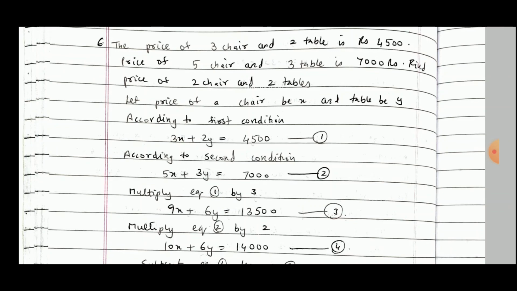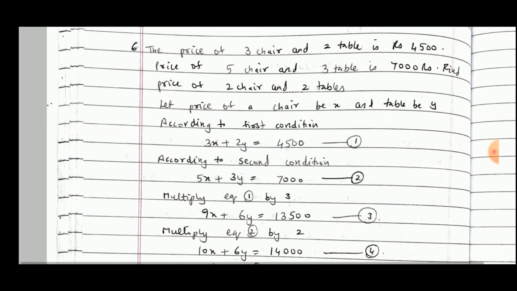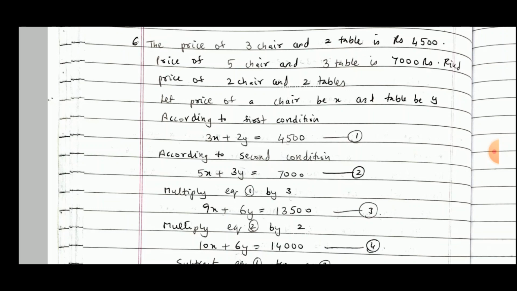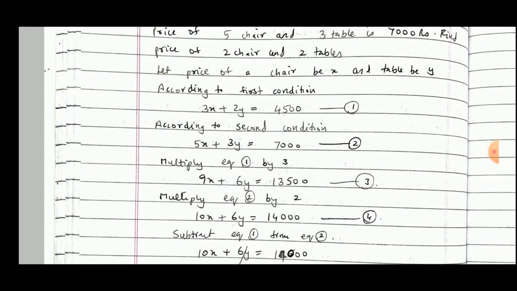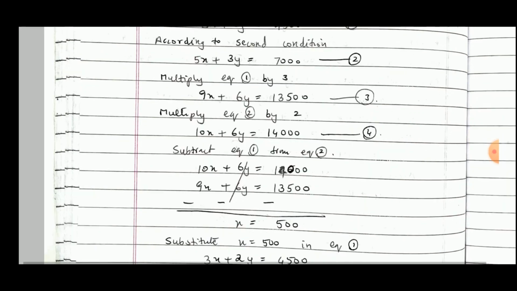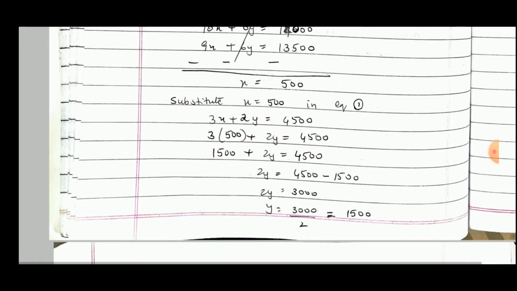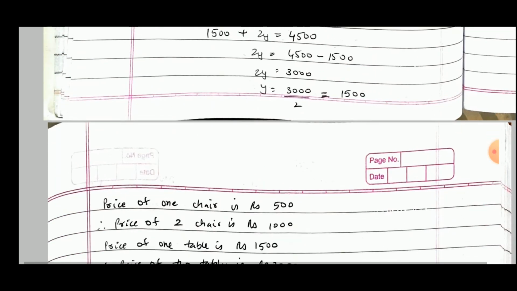So multiply equation 1 by 3, we get 9x plus 6y is equal to 13,500. Multiply equation 2 by 2, 10x plus 6y is equal to 14,000. So subtract equation 1 from 2: 10x plus 6y is 14,000 and 9x plus 6y is 13,500. So you get x is equal to 500. 3x plus 2y is 4,500, so 2y will be equal to 3,000. y will be equal to 1,500.